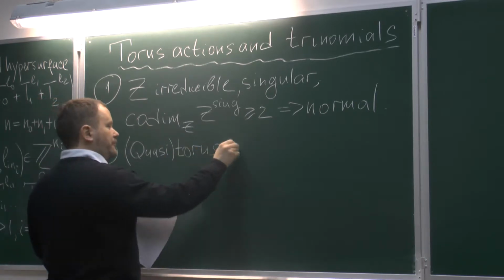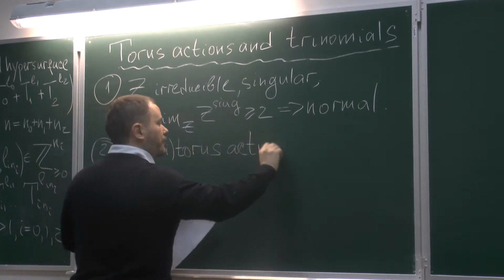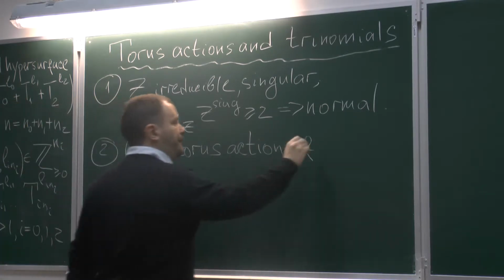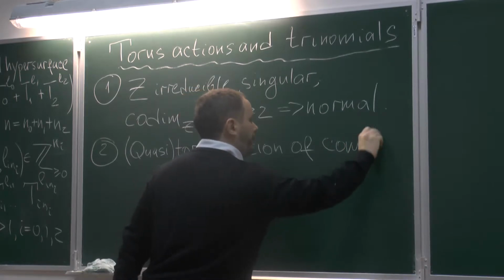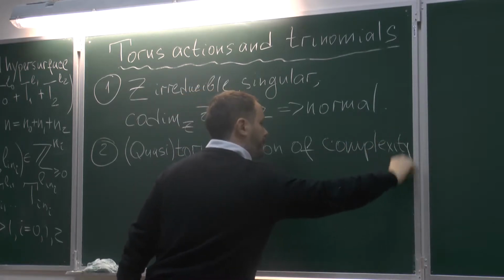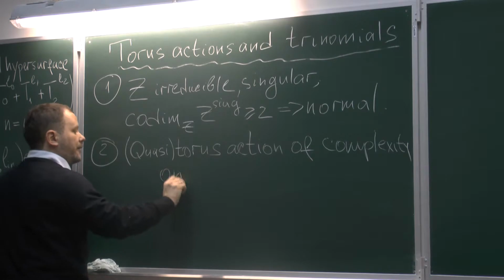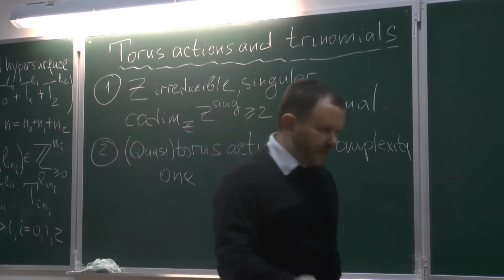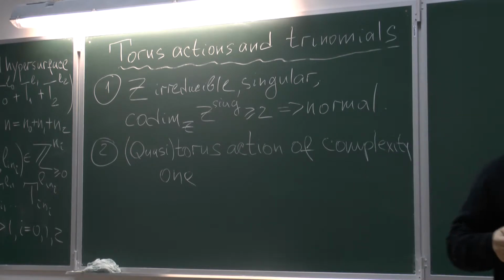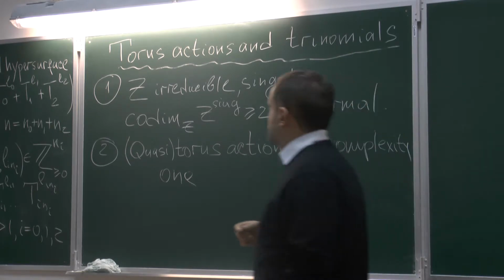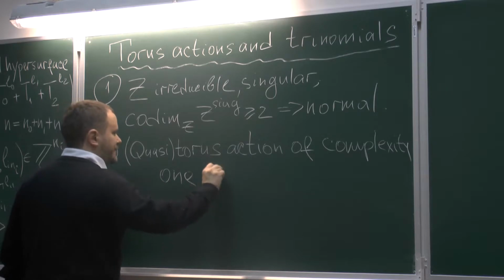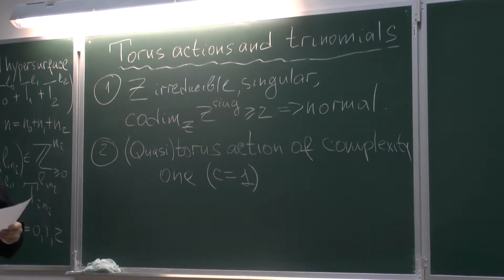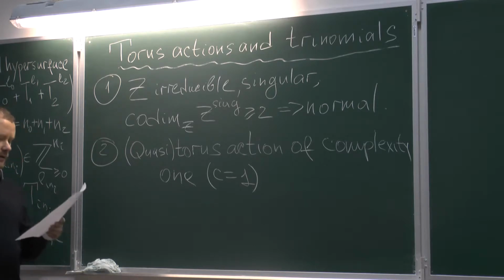Quasi-torus action of complexity 1. For torus actions, the complexity is a very easy characteristic. This is just the codimension of a generic torus orbit. So let me put complexity equal to 1. To introduce this action, I will do the following thing.